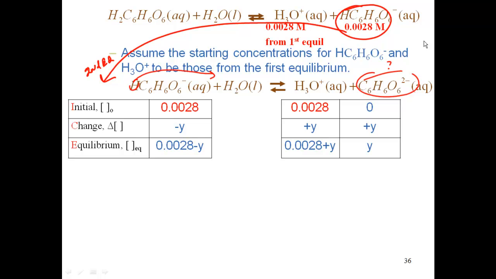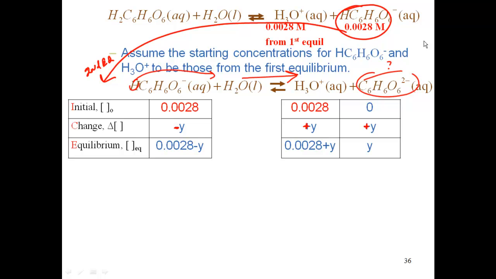Even though I have 0.0028 concentration of hydronium on the product side, I still have 0 of the absorbate ion. Therefore, this reaction still has to go to the right. So I have my minuses on my reactant side and my pluses on my product side. I need some change. Instead of using X, I'm going to use Y. So I'll make it Y, Y, and Y. Combined in that equilibrium, I get 0.0028 minus Y, 0.0028 plus Y, and Y for the concentration of the absorbate ion.